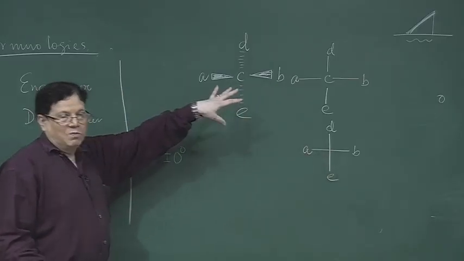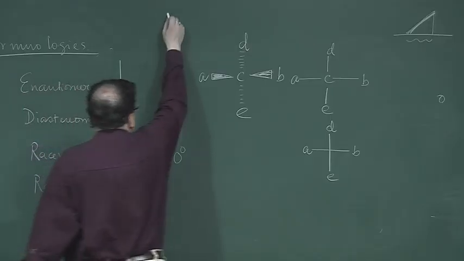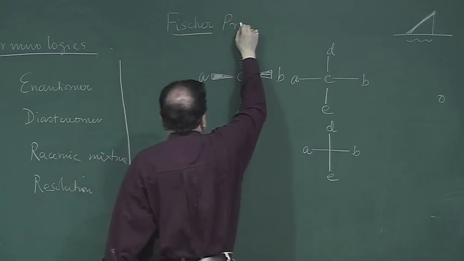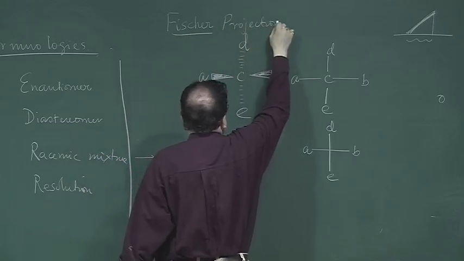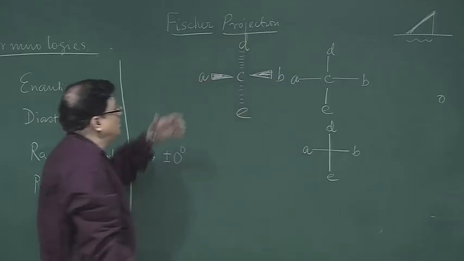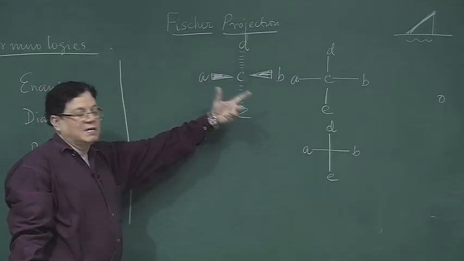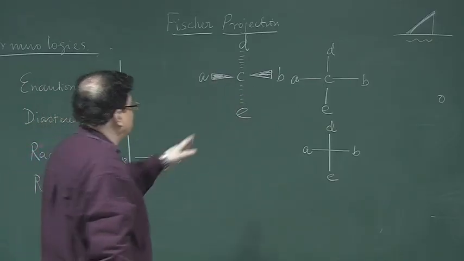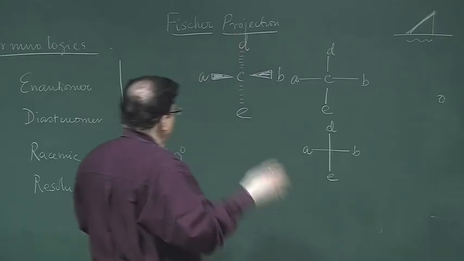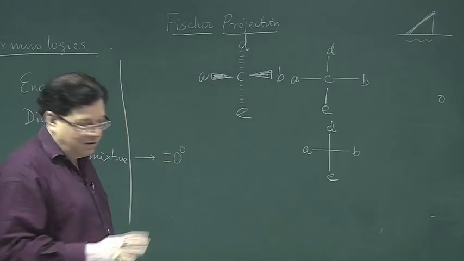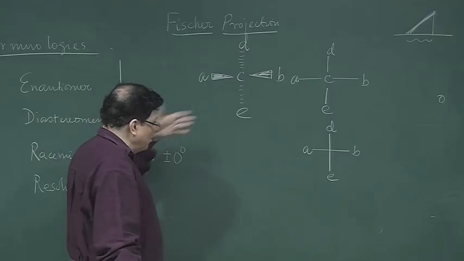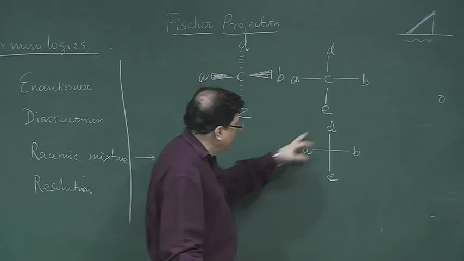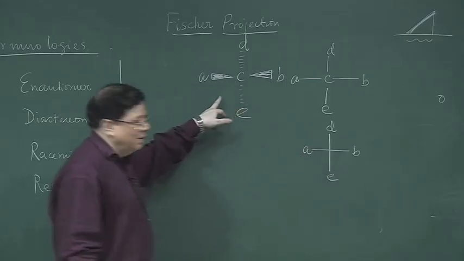That means, while drawing the Fischer projection formula, I should write: this is the Fischer projection formula. In the Fischer projection formula, the molecule is first held in such a way that the horizontal bonds are towards the observer and the vertical bonds are going away from the observer. Then you take a projection on the reference plane, in this case the board, and you will see that you are forming a cross, and then you put the atoms again. So, this is the Fischer projection of this molecule.